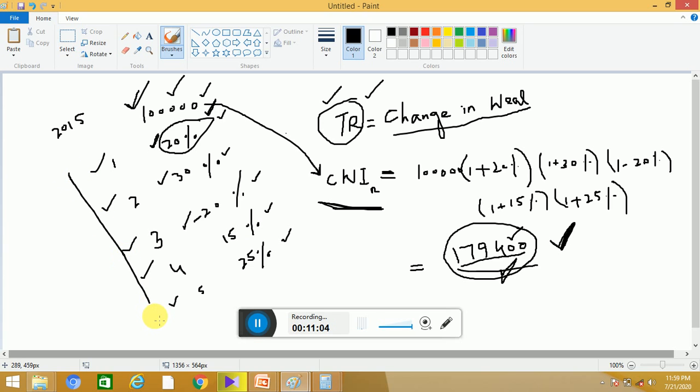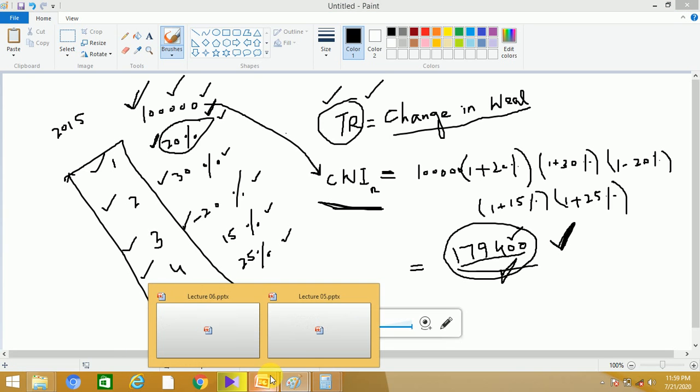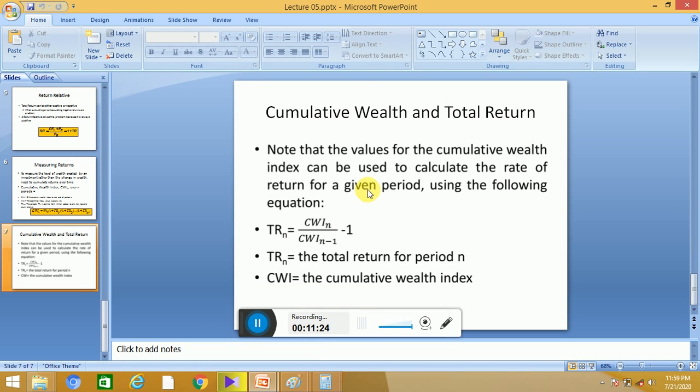But there is no information about these collective periods, what is the total return: 30%, 25%, 15%, 10%, what? Total return for these 5 periods. So now this formula, cumulative wealth and total return, the formula for total return for n periods of time, will give you information about the total return for these n periods of time.